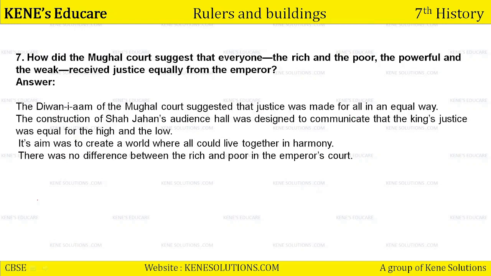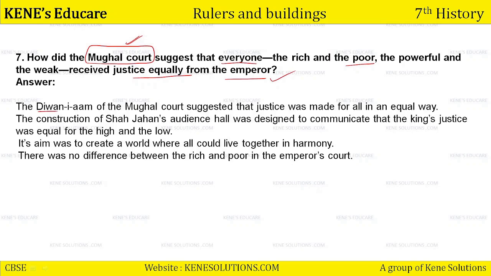Coming on to question number 7, a very important question. How did the Mughal court suggest that everyone, the rich and the poor, the powerful and the weak, received justice equally from the emperor? उनके कोर्ट से कैसे बता सकते हो? You've read about the Mughal court and the buildings, right? And the architecture about Mughals. Now you have to tell, how did the court suggest that everyone, whether rich or poor, powerful or weak, received equal justice from the emperor? Do you have any answer?